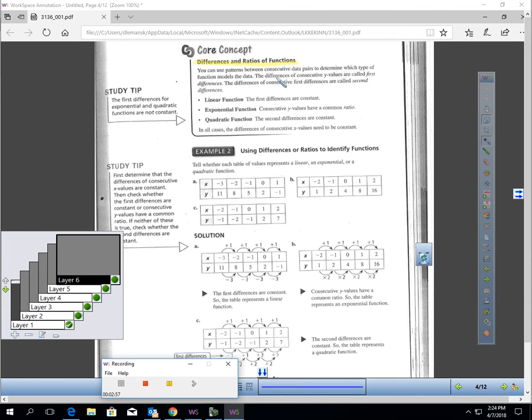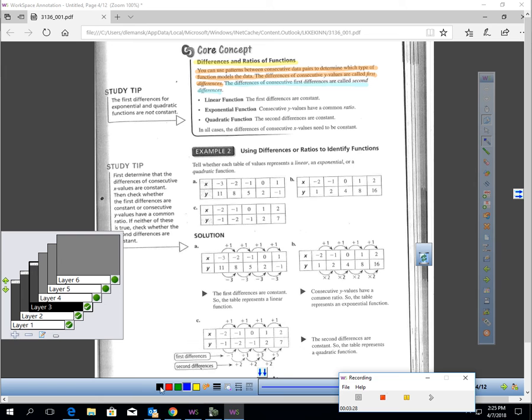We are going to need to be able to look at a table and write a rule, which means write an equation for that table. That's what this portion is going to show us how to do. You can use patterns between consecutive data pairs to determine which type of function models the data. The differences of consecutive y values are called the first differences. The differences of consecutive first differences are called second differences.